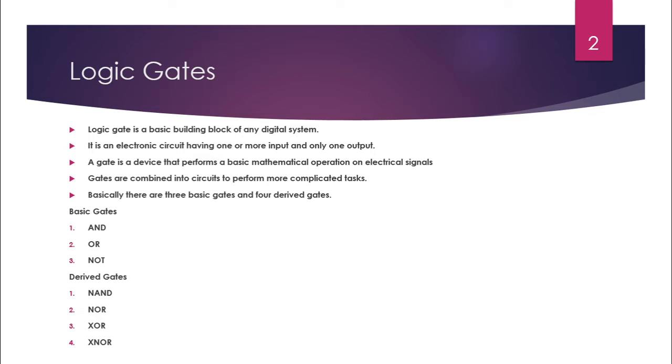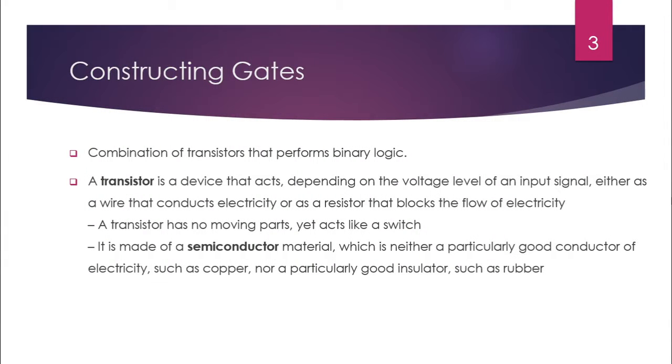Basically, there are three types of basic gates and four derived gates. Basic gates are AND gate, OR gate, NOT gate, and derived gates are NAND gate, NOR gate, XOR gate, and XNOR gate. Now, one could ask the question that how gates are constructed.